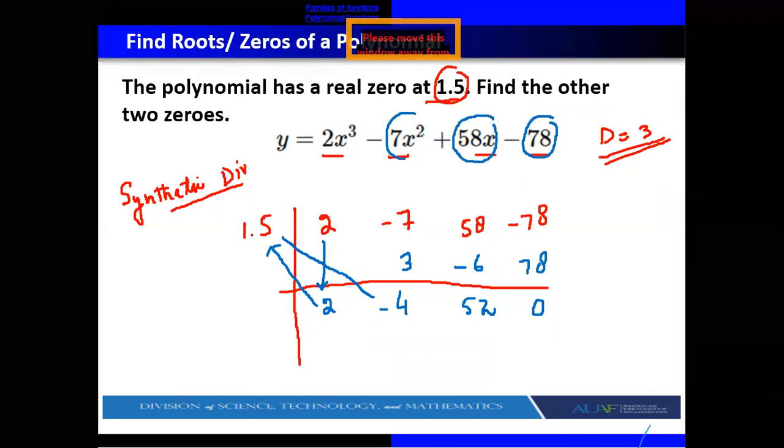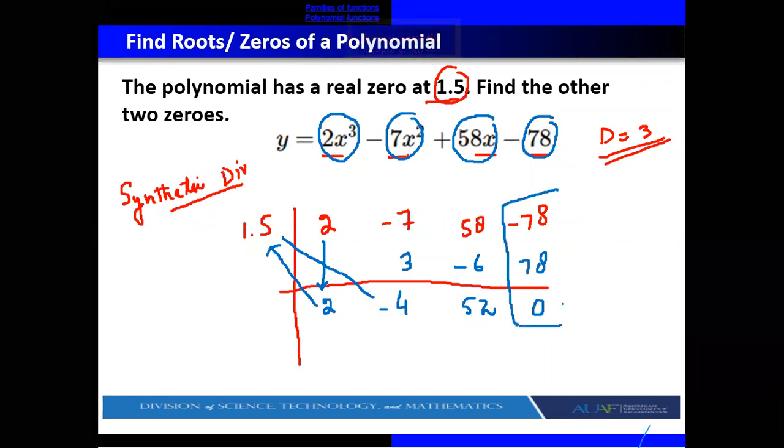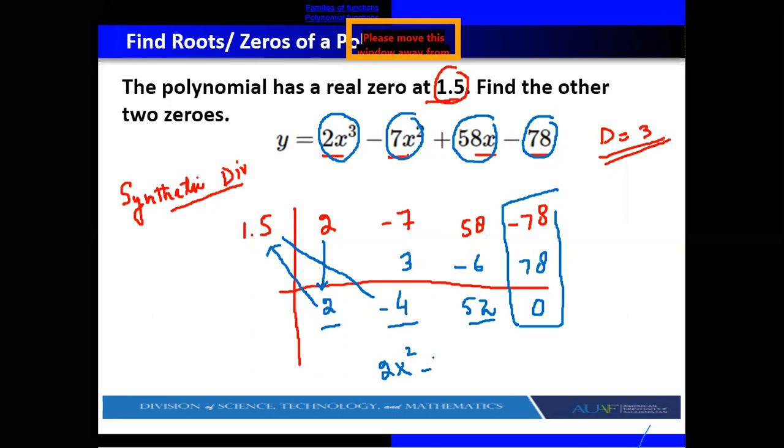Then we have x to the power 2, and then x to the power 3. Same here. So this one is finished, the last number, because we have 0. So this first one is the constant, this is x to the power 1, and this 2 is x to the power 2. So you can write 2x squared minus 4x plus 52. Now we have reduced degree 3 into degree 2.